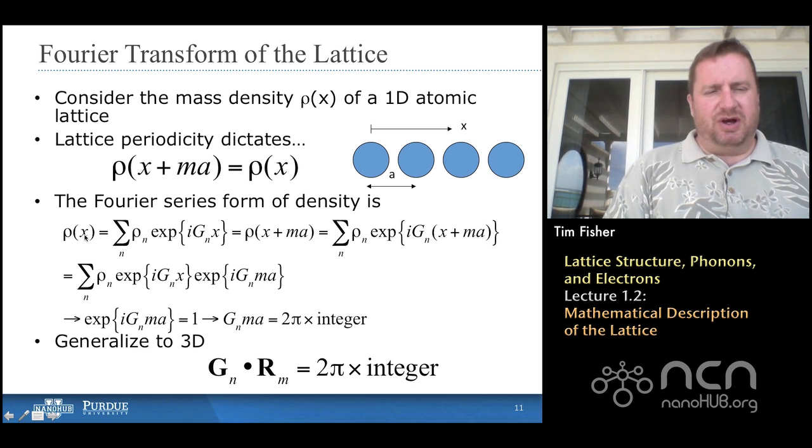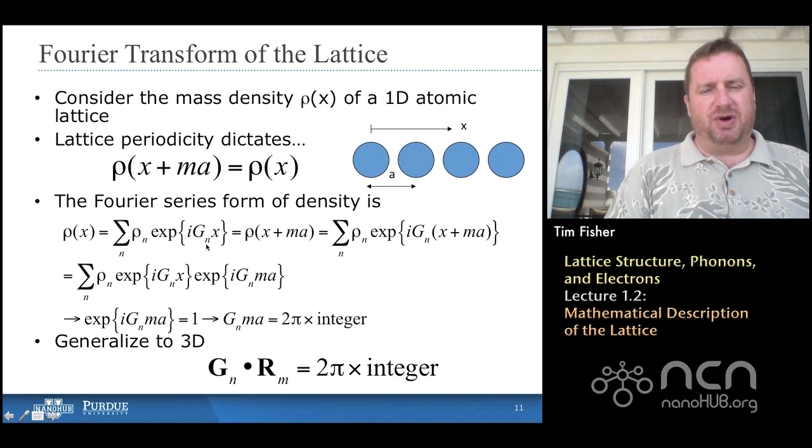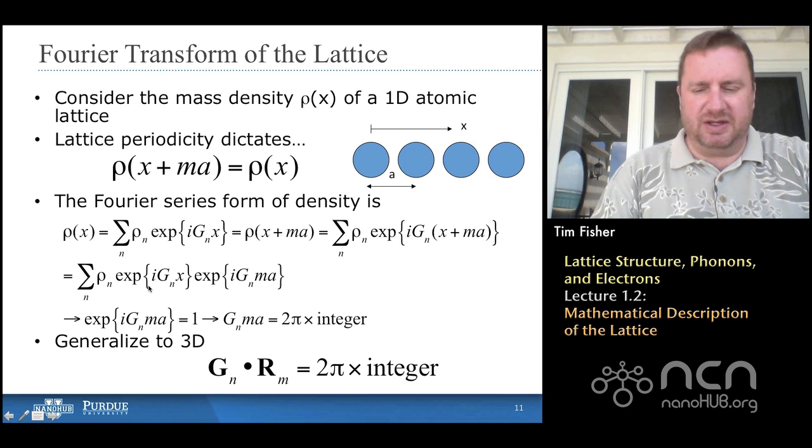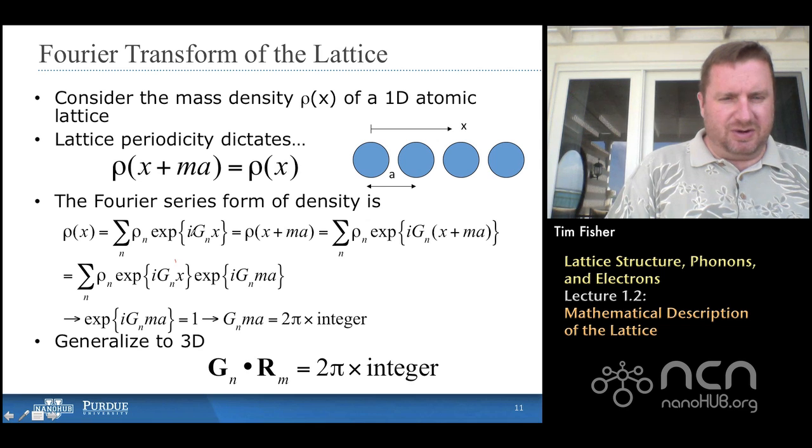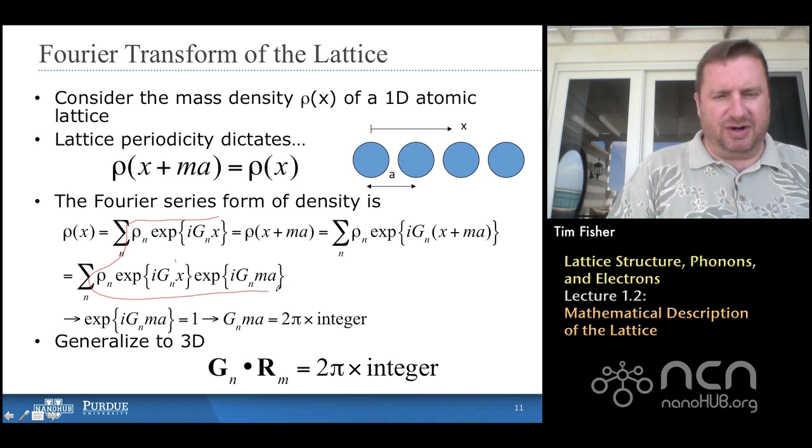Then we do something else here. We say, if rho of x can be expressed by this series, then rho at position x plus ma, where m is an integer, must also equal that, because we said above that rho at x and rho at x plus ma are equal to each other. Now we'll express that latter term as a Fourier series, and we expand the exponential term. We break it apart into x and ma components, and we see that we're going to equate these things term by term.